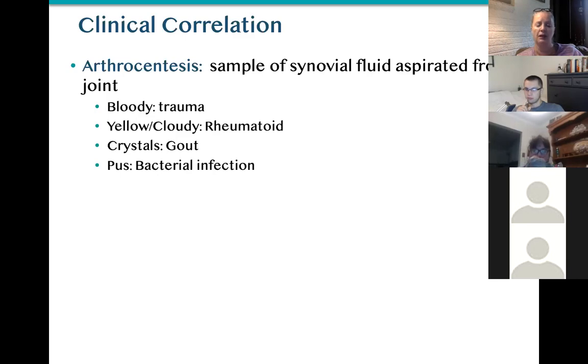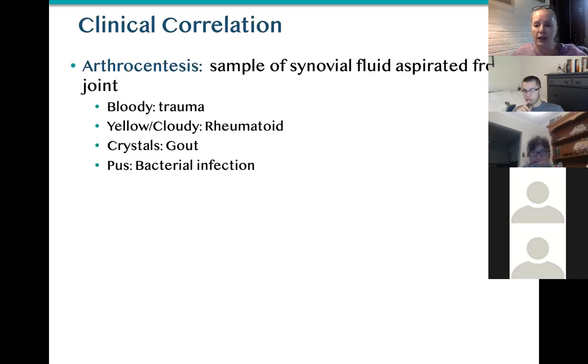Something's happened to it. If we look in the office and we withdraw out and you get this kind of cloudy yellow fluid, oh my God, probably maybe you're somebody who's going to have some rheumatoid. And we're going to send off all of this fluid to get it evaluated to see if you have rheumatoid factor and other things that all the rheumatologists love to look at for treating rheumatoid arthritis.